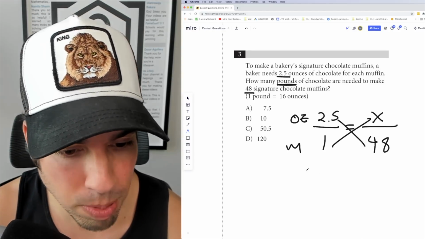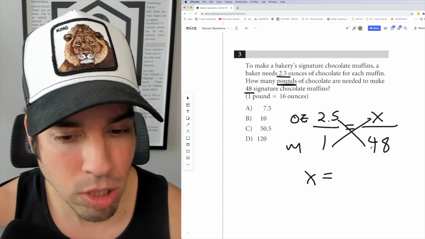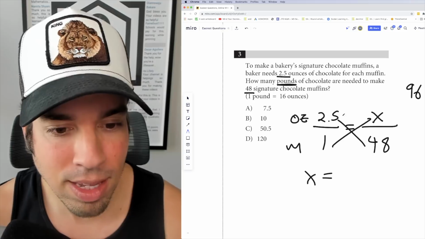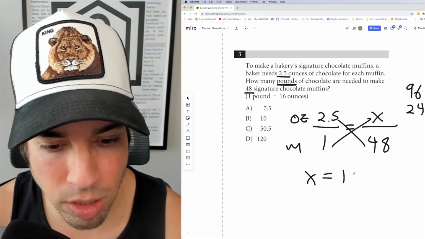Cross multiply, X equals 2.5 times 48. You can do it mentally. 2 times 48 is 96. And then plus a half of 48, which is 24, that gives you 120.